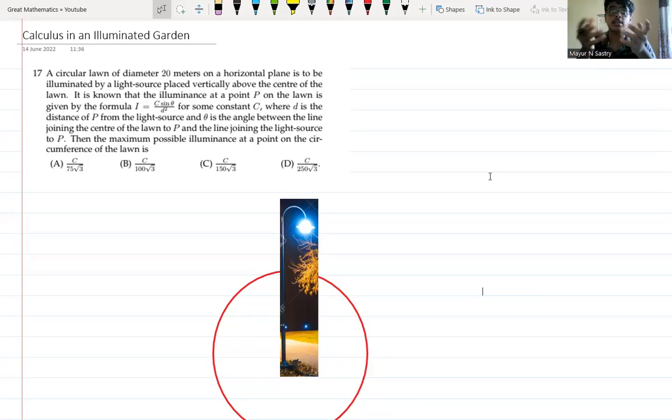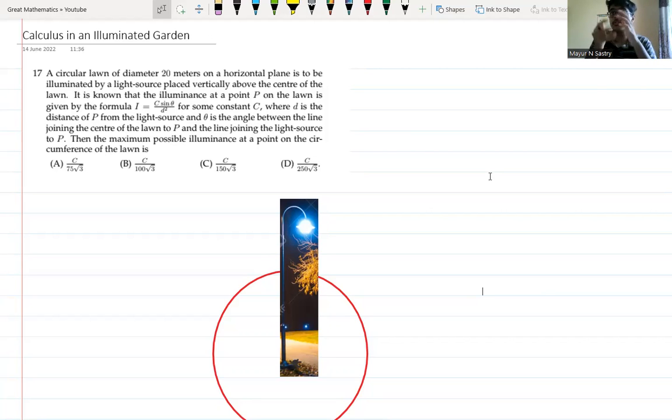So the problem says a circular lawn of diameter 20 meters on a horizontal plane is to be illuminated by a light source placed vertically above the center of the lawn. It is known that the illuminance at a point P on the lawn is given by the formula I equals C sine theta by d square for some constant C, where d is the distance of P from the light source and theta is the angle between the line joining the center of the lawn to P and the line joining the light source to P. Then the maximum possible illuminance at a point on the circumference of the lawn is.